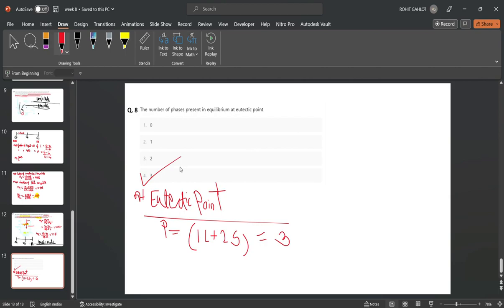But suppose in the exam it is asked what will be the degree of freedom. Then how will we calculate it? We know that the degree of freedom is written as F plus P is equal to C plus 2, and if there is one constant, which is pressure, it can be written as F plus P is equal to C plus 1 at constant pressure.